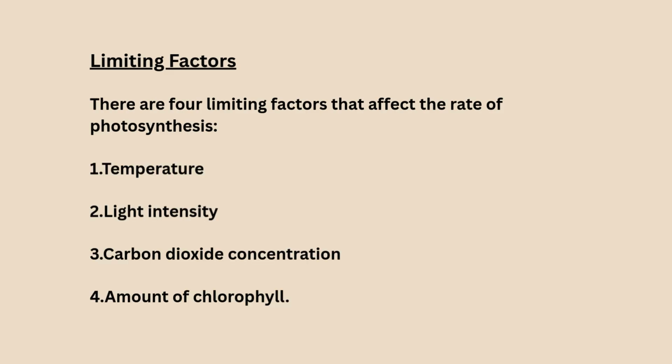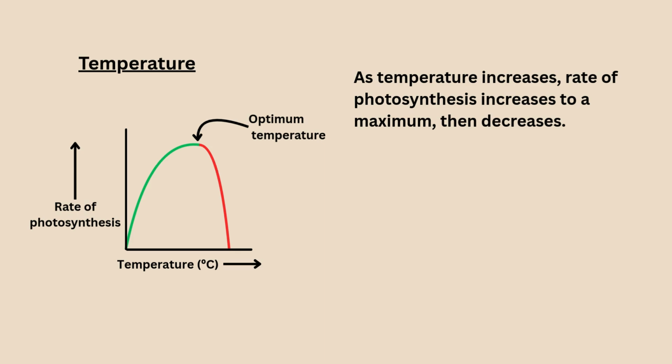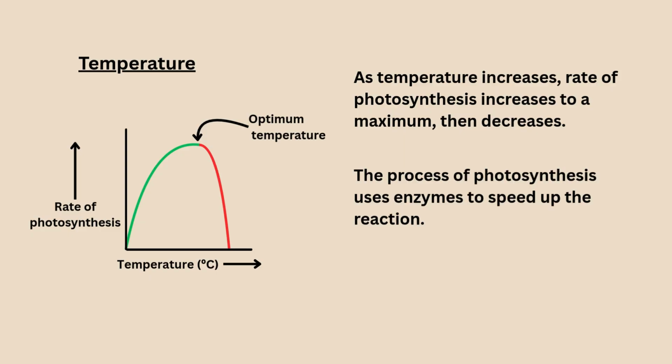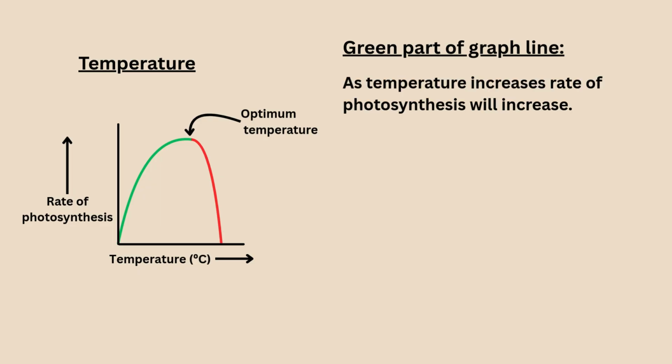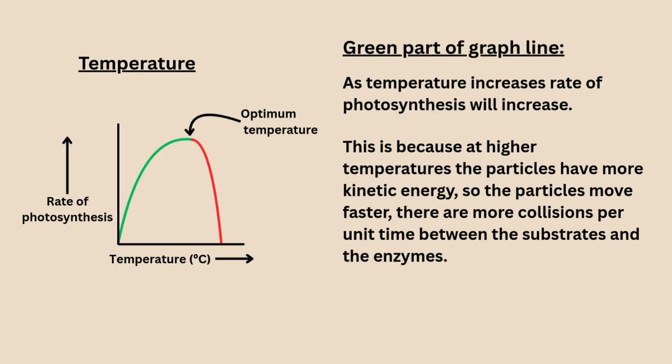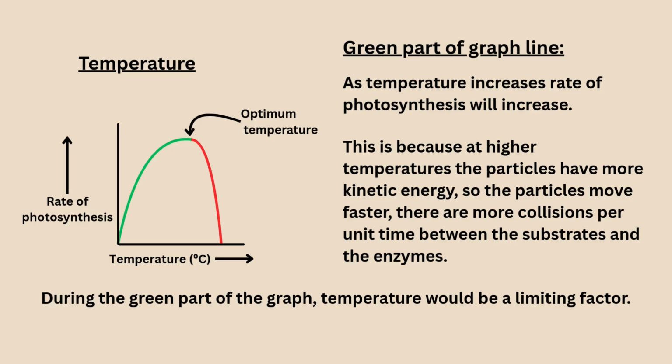As the temperature increases, the rate of photosynthesis increases to a maximum and then decreases. The process of photosynthesis uses enzymes to speed up the reaction. For the green part of the graph line, as the temperature increases, the rate of photosynthesis increases. This is because at higher temperatures the particles have more kinetic energy, so the particles move faster and there are more collisions per unit time between the substrates and the enzymes. And during the green part of the graph, the temperature would be a limiting factor.